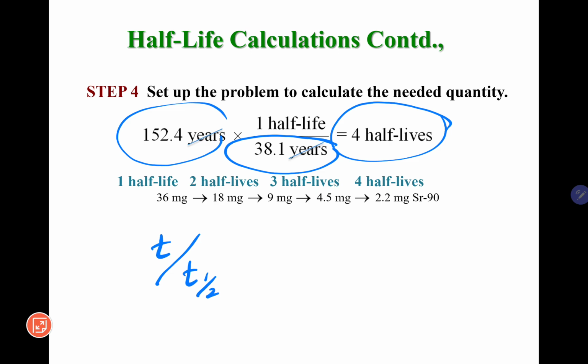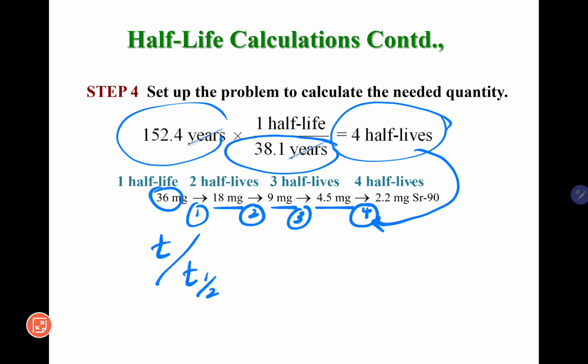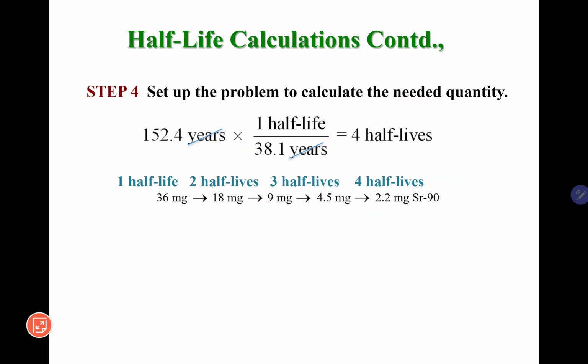Then you take the original starting amount of strontium and you start dividing it by 2 until you spend 4 half-lives. After 1 half-life, you only have 18. After 2 half-lives, you only have 9. After 3, you have 4.5. And after 4 half-lives, which is the one that we are interested in, you only have 2.2 milligrams of strontium. So basically you calculate the number of half-lives spent, and then you divide the initial radioactive isotope amount by 2 for every half-life spent. Okay, hope that is clear.